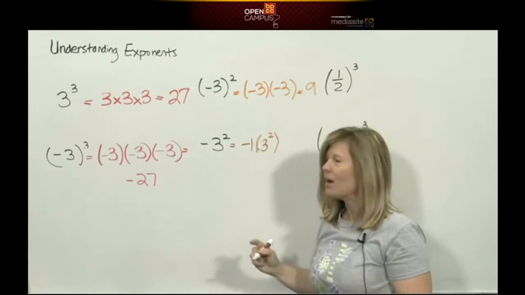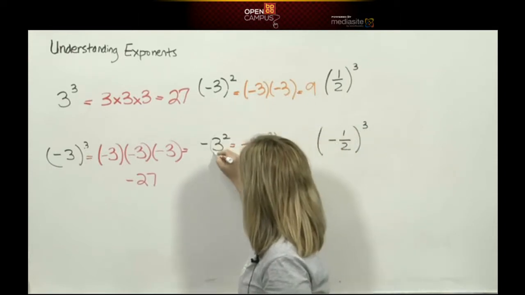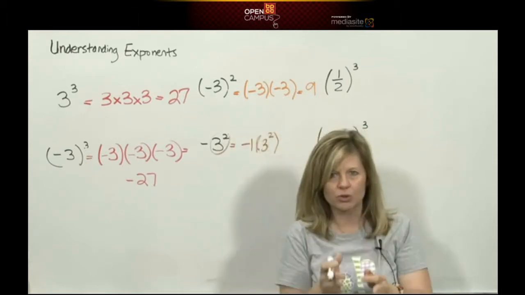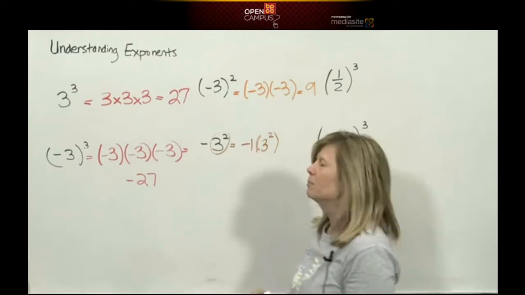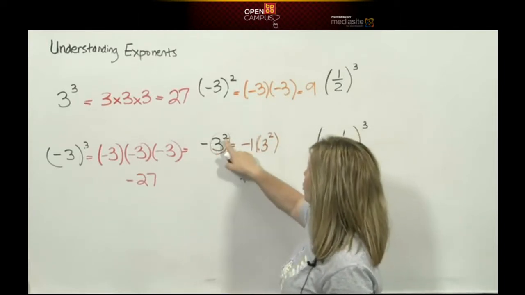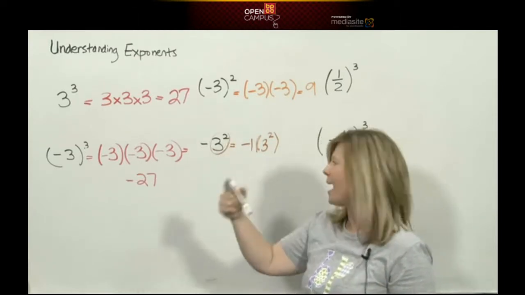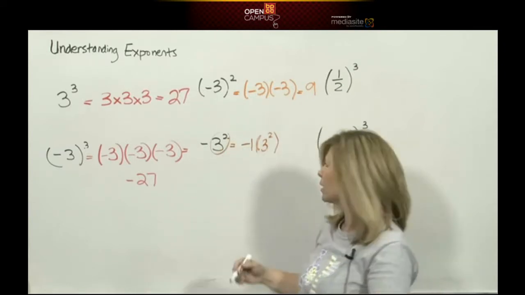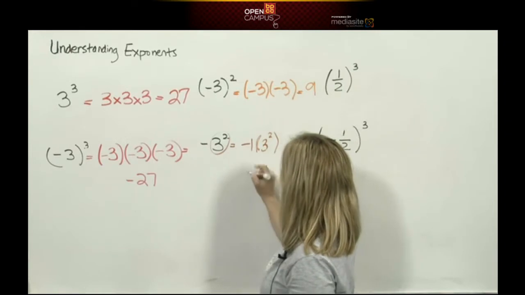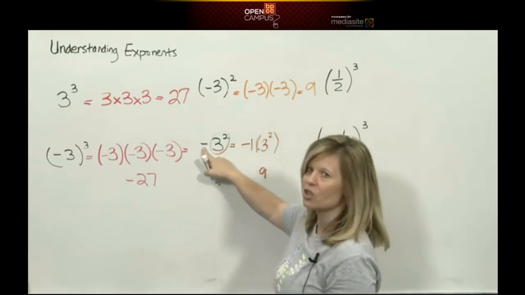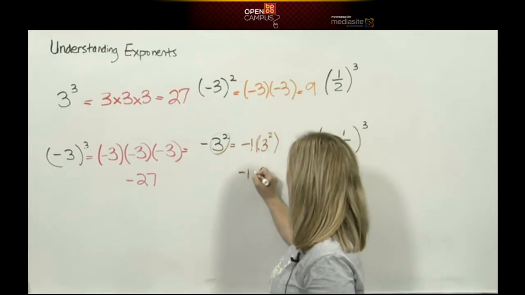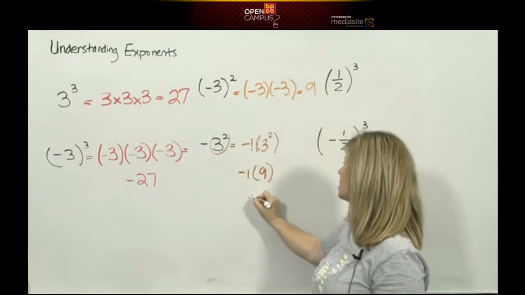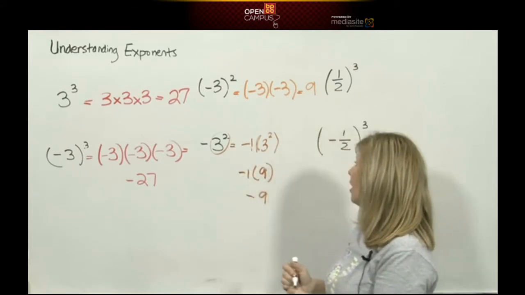So without parentheses, the exponent only belongs to the actual digit. It doesn't belong to the symbol. So if I was working this out, I would do order of operations. I would do my exponent. So 3 squared is 3 times 3, which is 9. But then I'd have to multiply it by this negative, which is understood to be a negative 1. And negative 1 times 9 would give me negative 9.